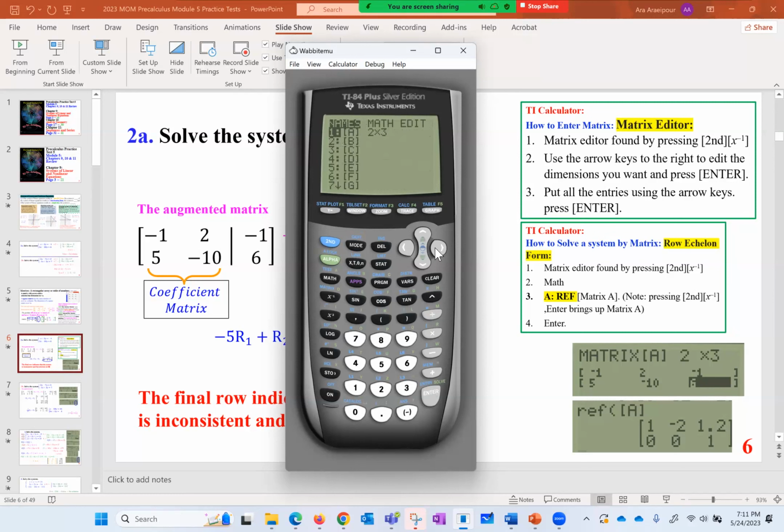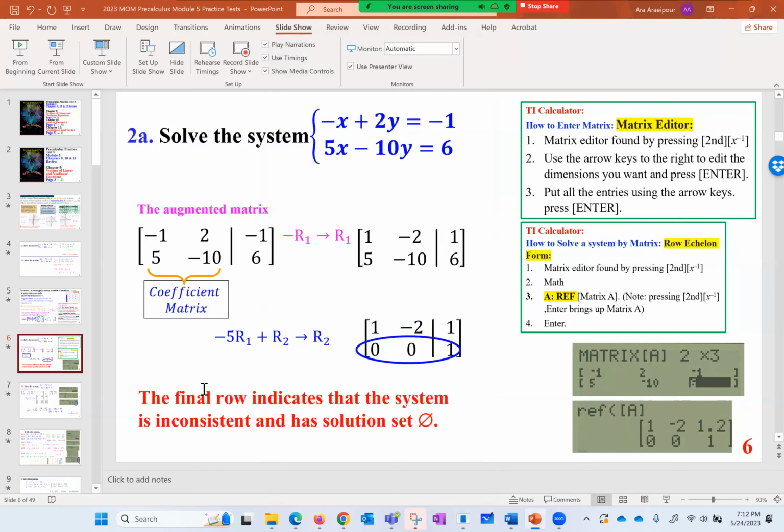Let's quickly try it again. Let's bring it to REF, and second, get to matrix. We want matrix A, just press enter. And if you press enter again, notice what it gives you: the same thing that we got here, 1, -2, 1. What matters is the last row. All of them are zeros, except the last entry. And that gives us the same answer that was mentioned here. The final row indicates that the system is inconsistent and has a solution set which is the empty set. This is phi standing for the empty set, everybody.